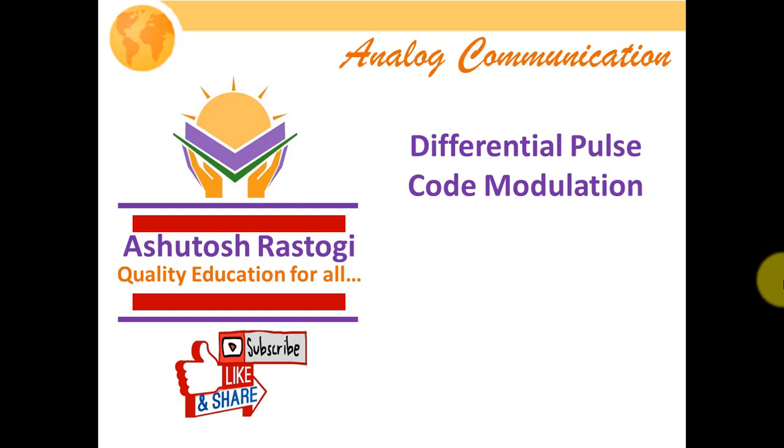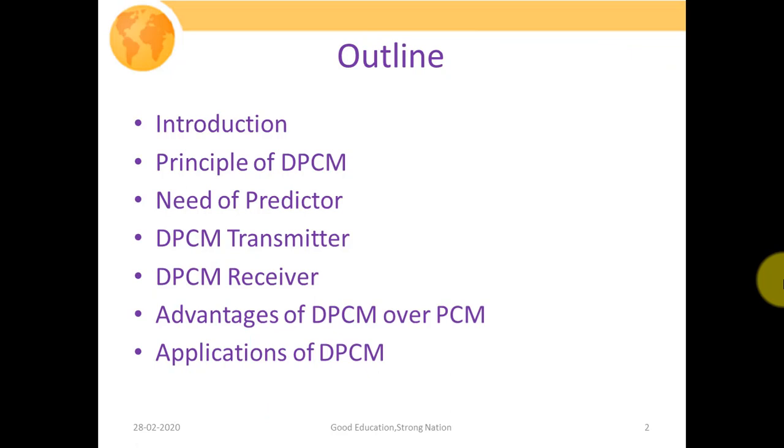Today, we are going to discuss differential pulse code modulation. These are the outlines. We'll start with the introduction, where we will give the need for differential pulse code modulation. Then we will discuss the principle of differential pulse code modulation. Then we will give the reasons why we need a predictor. Then we will discuss the differential pulse code modulation transmitter followed by the DPCM receiver, and then we're going to discuss various advantages of differential pulse code modulation over pulse code modulation systems, and finally we're going to conclude by describing some of the applications of differential pulse code modulation.